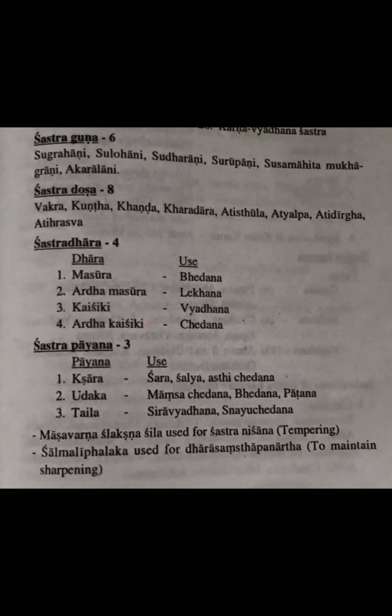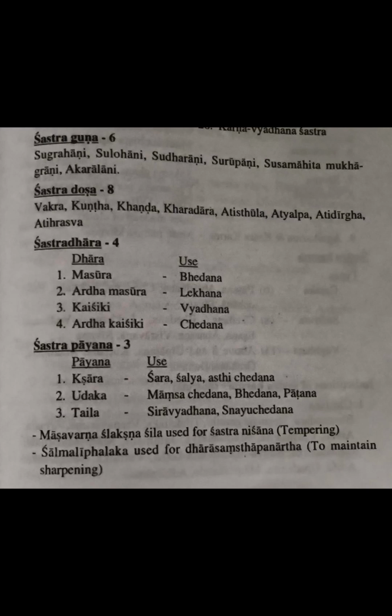Okay, the sharpening of the instruments we are doing, that is called Shastra Payana. If you want to increase the sharpening, dip it into the Ksharodaga. That Shastra we can use for the Shara Shalya Asti Chedana. If you are dipping into the Udaga, normal water, then you can use it for the Mamsa Chedana, Bhedana, Patana Karma. Then Taila: if you make it red hot and dip it into the Taila, the strength of that Shastra will increase and we can use it for the Sira Vedana, Snayu Chedana.